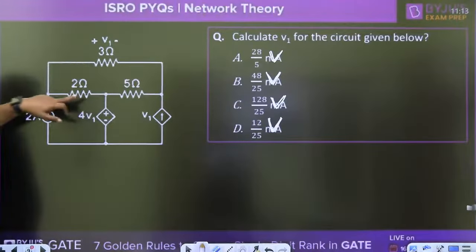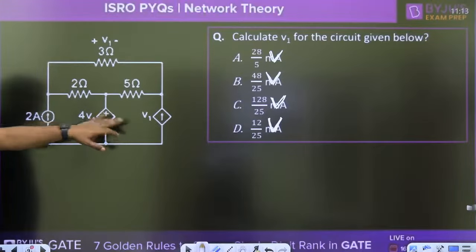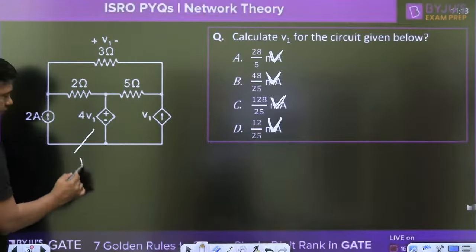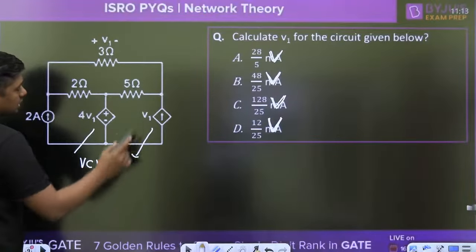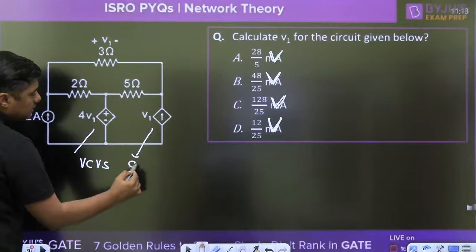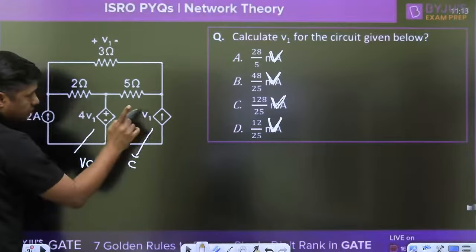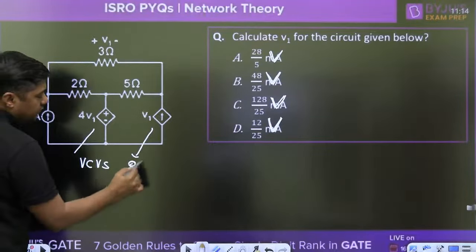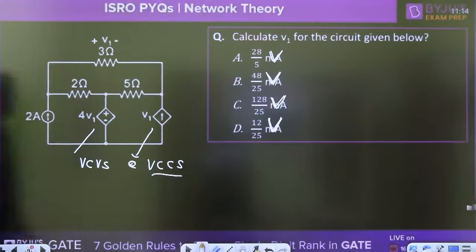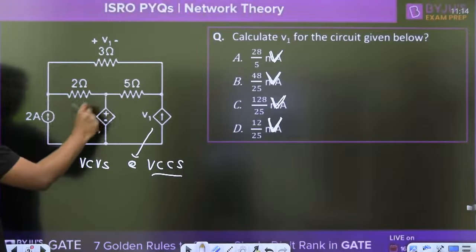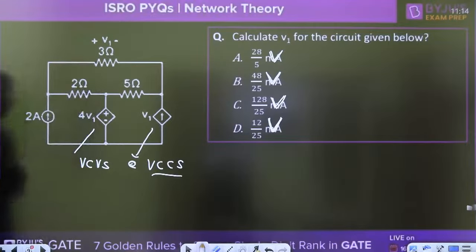3 ohm, 5 ohm, 2 ohm, 4 V1, V1. This is the voltage controlled voltage source, and this is a current source, but it depends upon the voltage. So we say voltage controlled current source. Now this is a 2 ampere, 2 ohm, 5 ohm, 4 V1, V1 and 3 ohm.